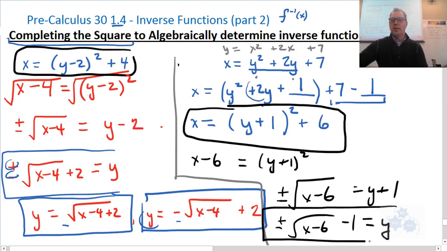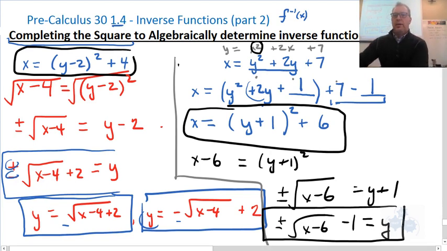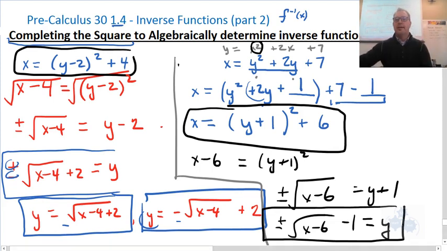So there are 2 parts to this. Again, this originally is a parabola, so we've got an upper arm and a lower arm pieced together to show the inverse. Okay? Now, completing the square is just a piece that you have to do before you solve for y, when you have an equation for a parabola that's in standard form. So you may have to complete the square.